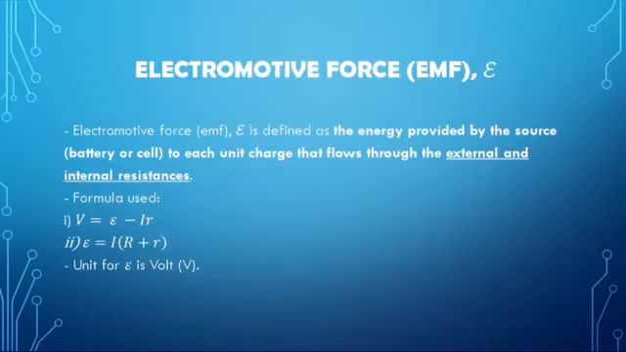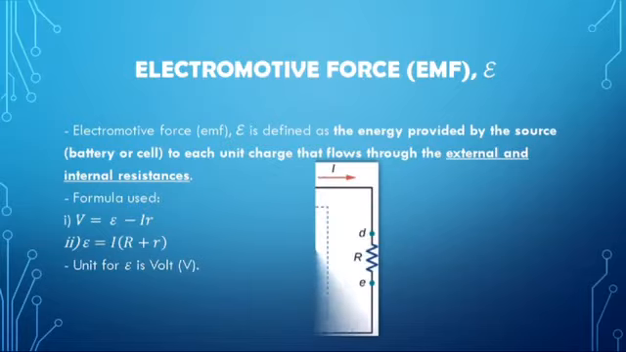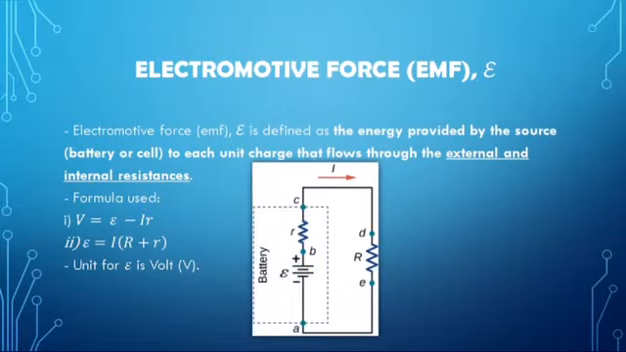There are two formulas used for this topic. First, V is equal to EMF minus I small r. The second one is EMF is equal to I multiplied by capital R plus small r. The unit for EMF is volt, same as potential difference. This is the illustration for the circuit.